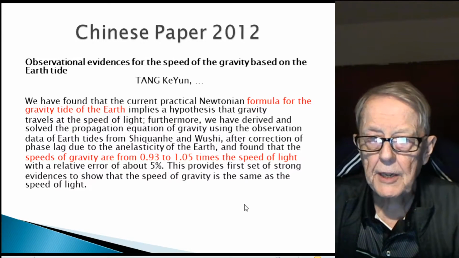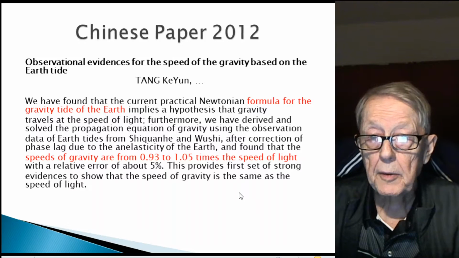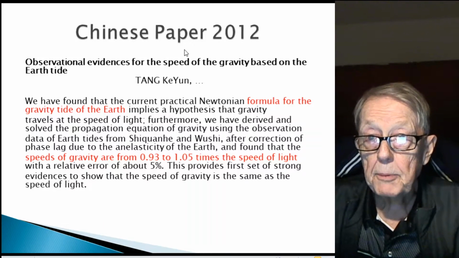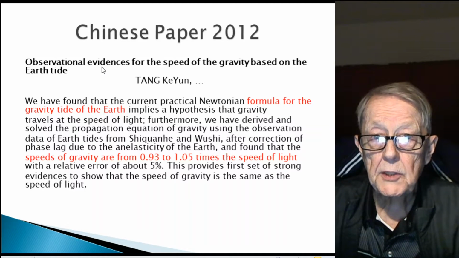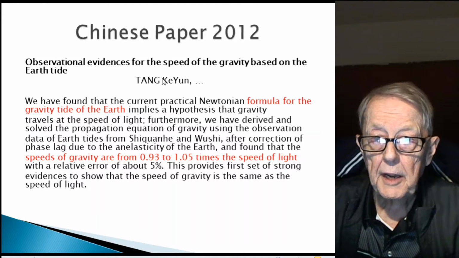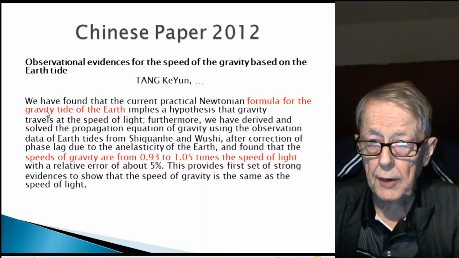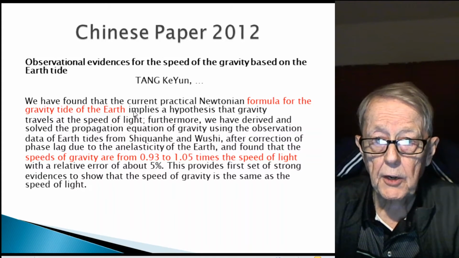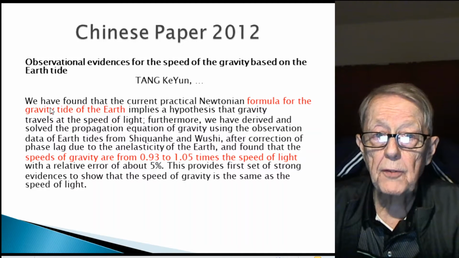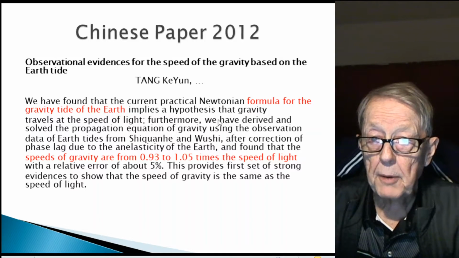Well, to solidify the whole thing, I had come to my own conclusion based on the timeline. Then there was a Chinese paper written in 2012 about the observational evidences for the speed of gravity based on the Earth tide by Ki Young Tong and others. This is the introductory paragraph to his paper. We have found that the current practical Newtonian formula for the gravity tide of the Earth, there's a formula for the gravity tide of the Earth, implies a hypothesis that gravity travels at the speed of light.